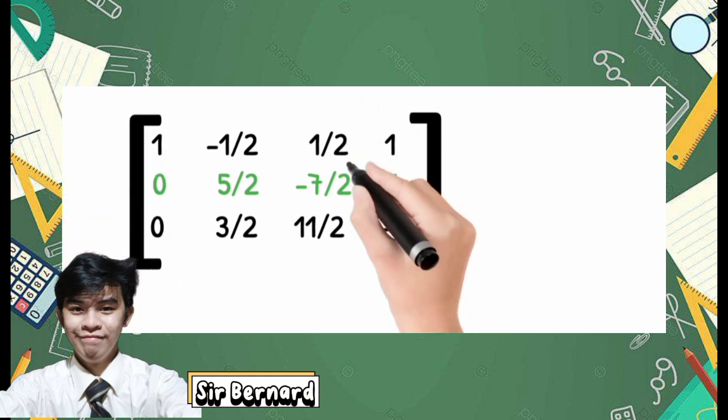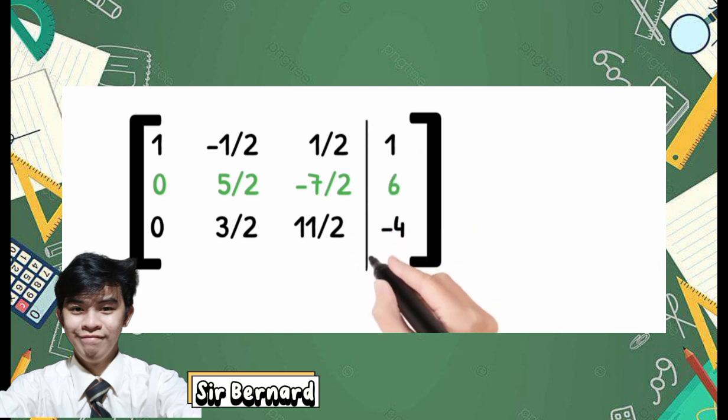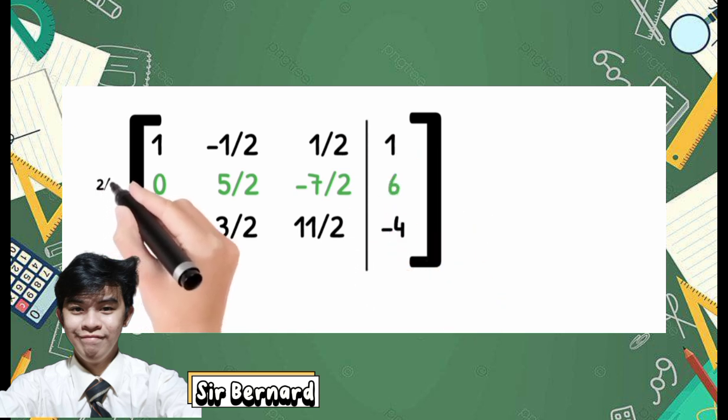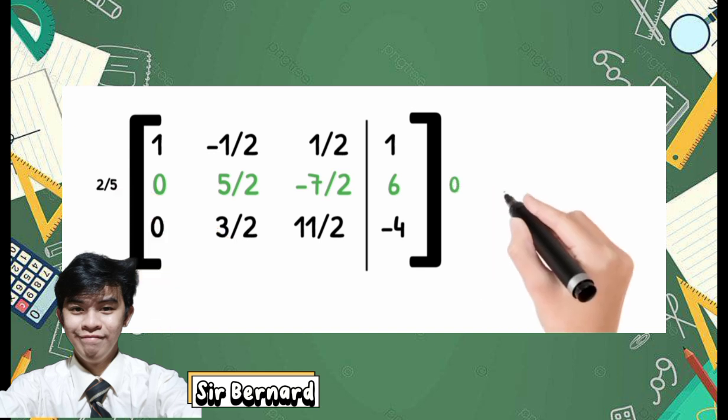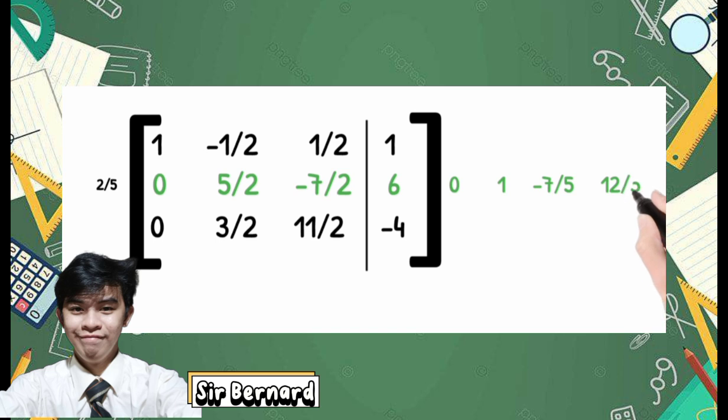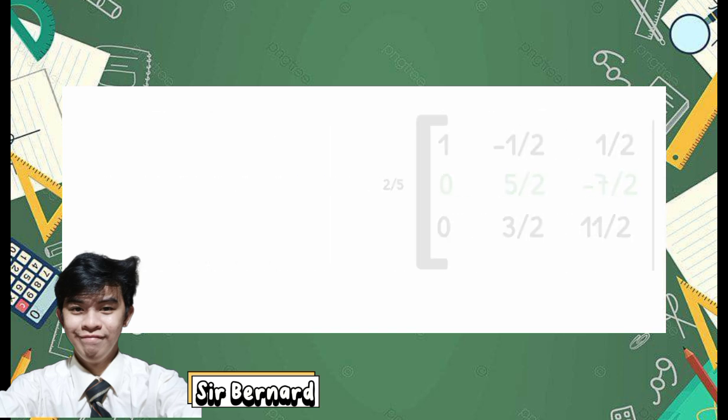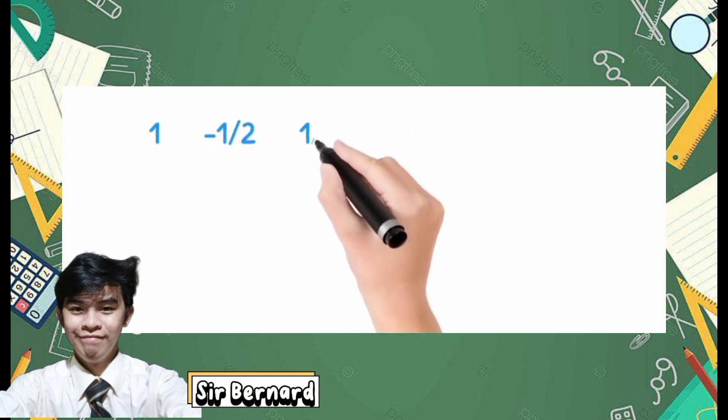Our next target is we need to make 1 the 5 halves in row 2. In order to get 1, we multiply row 2 by the reciprocal of 5 halves, that's 2 over 5. And the answer is 0, 1, negative 7 over 5, and 12 over 5. And copy again row 1 and row 3.